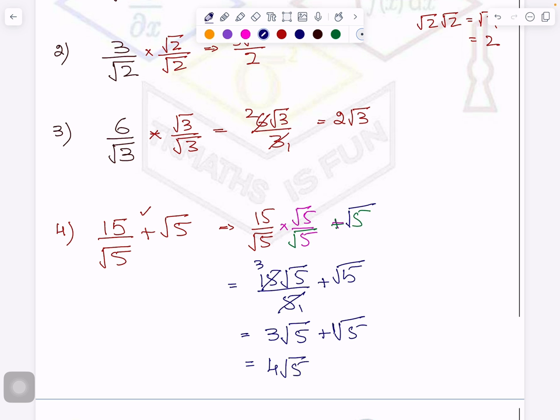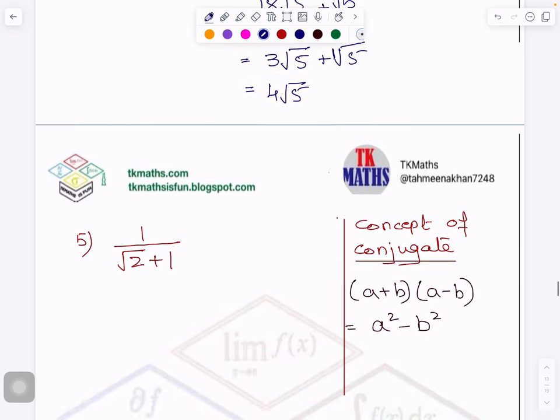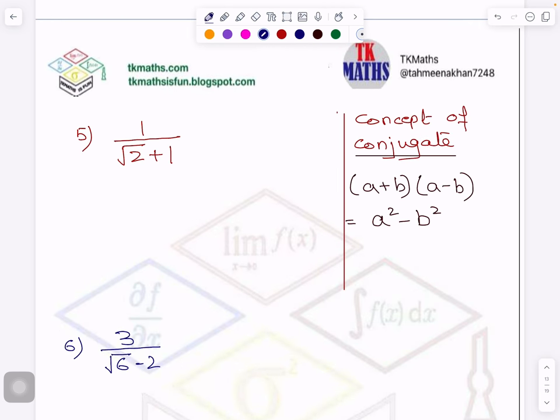Now let's see the example when the denominator is not just one term of surd, rather two terms. Here the concept we apply is called applying the conjugate. And what is the reason behind it? First of all, what is conjugate? Whatever surd is given to you, you change the sign of it, so it becomes root 2 minus 1.